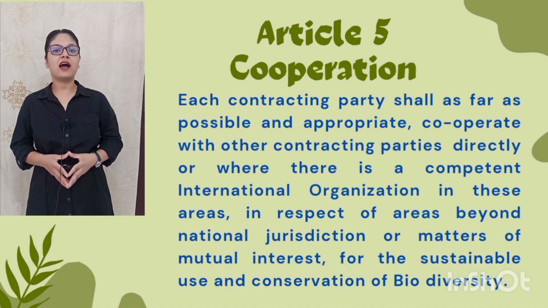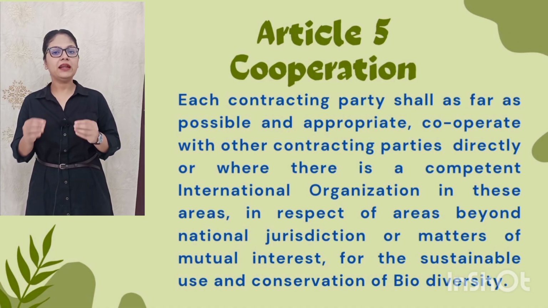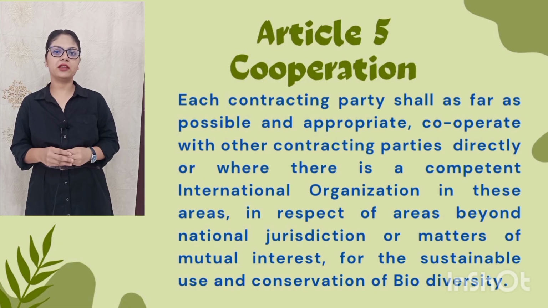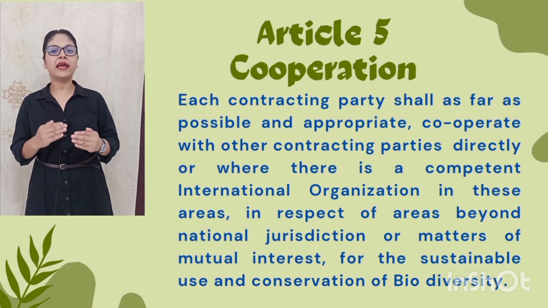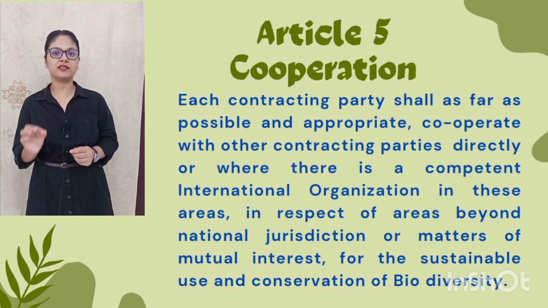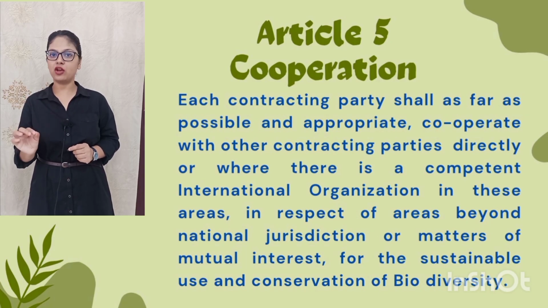Next provision is Article 5, which talks about the principle of cooperation. It lays down that all the contracting parties should cooperate and help each other to achieve the mutual interest, that is, conservation of biological diversity and sustainable use of it.